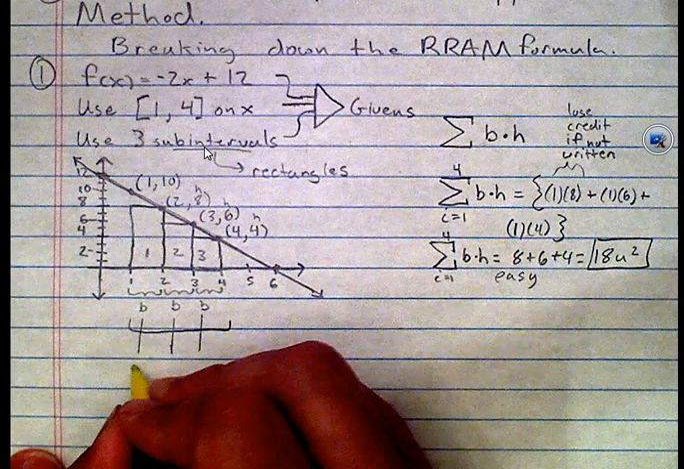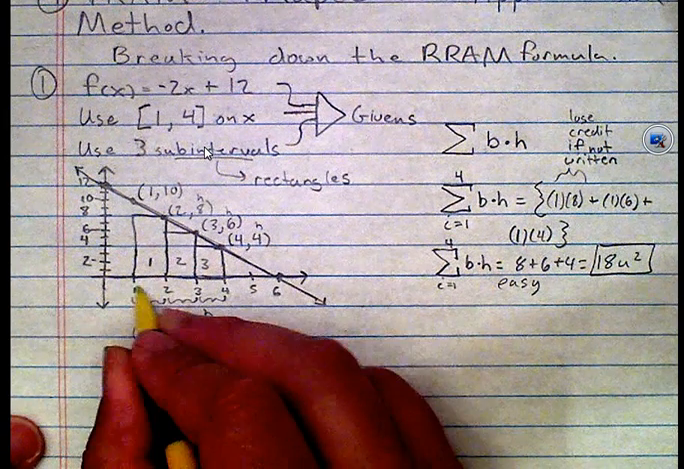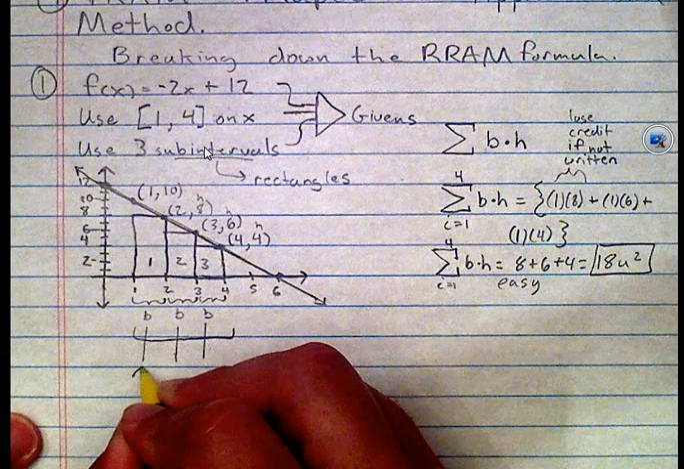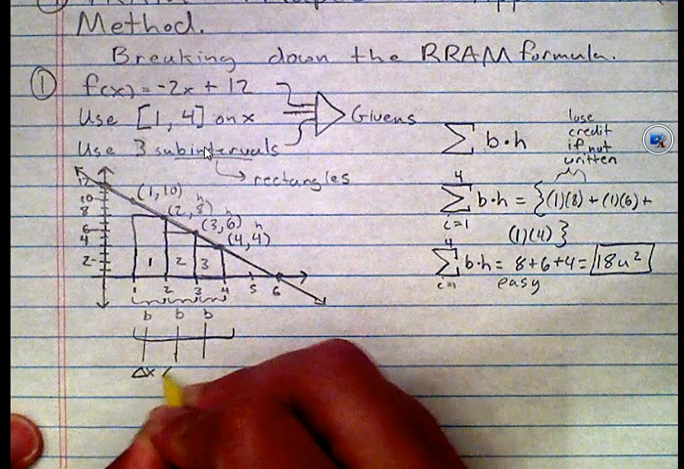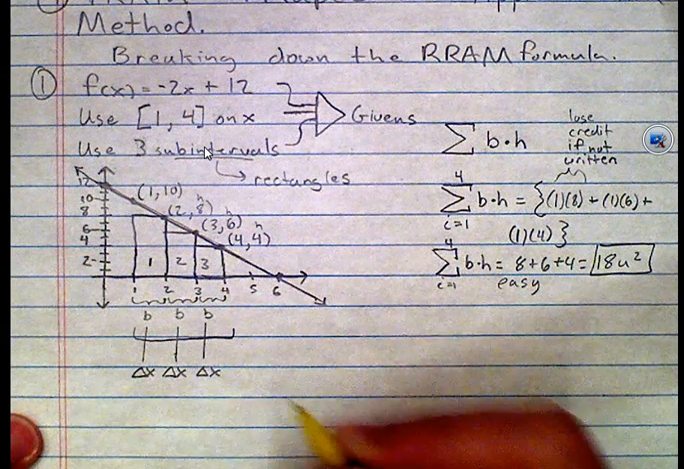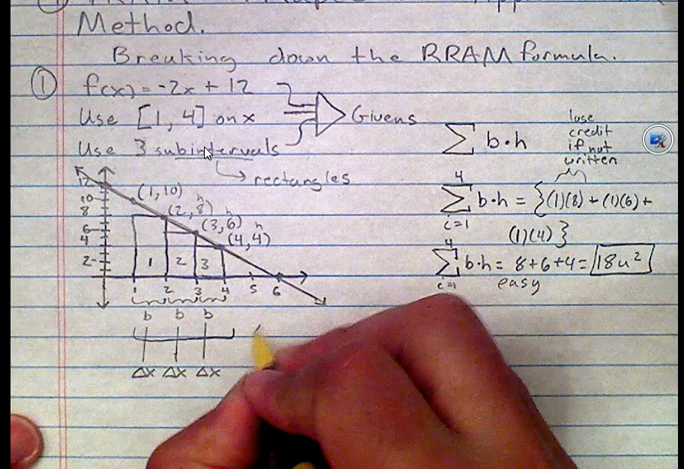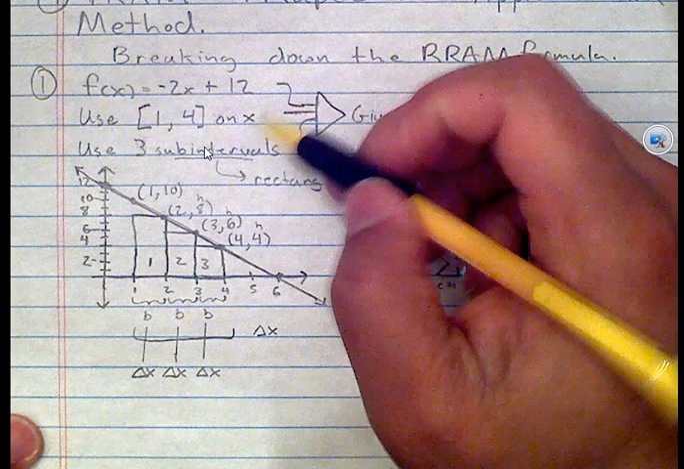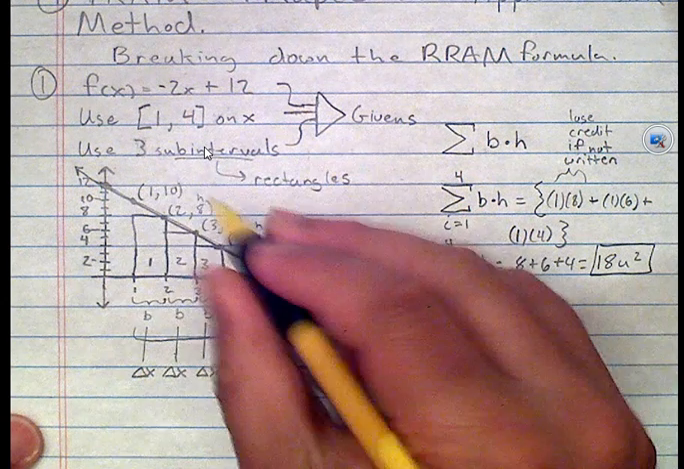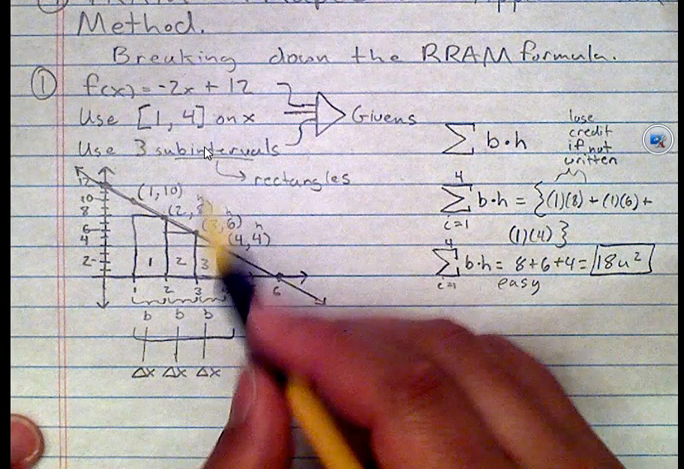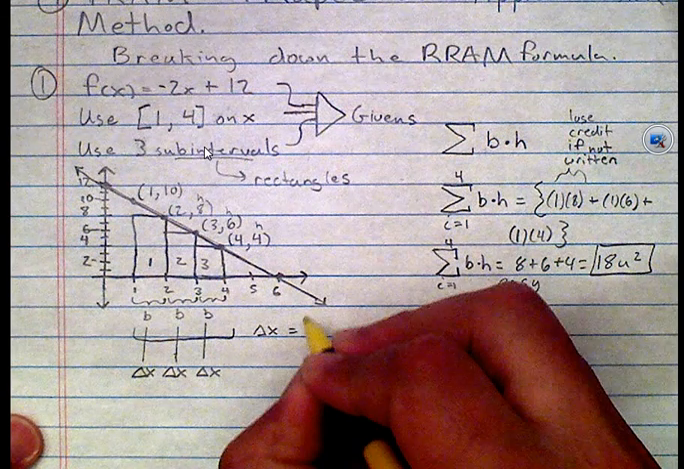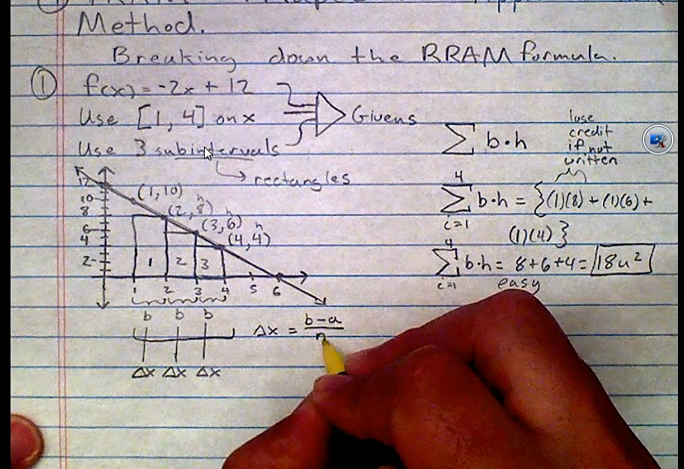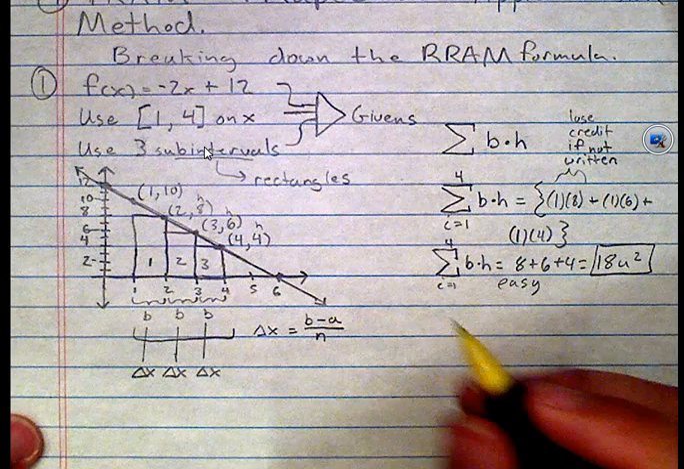Well, it's how the x values are broken up, and I'm going to call it the change in x. How did I get the change in x? I got it because I knew I had an interval from 1 to 4, which is a distance of 3, divided by 3, and 3 divided by 3 is 1. Well, I need a formula for that, and it's b minus a divided by n.